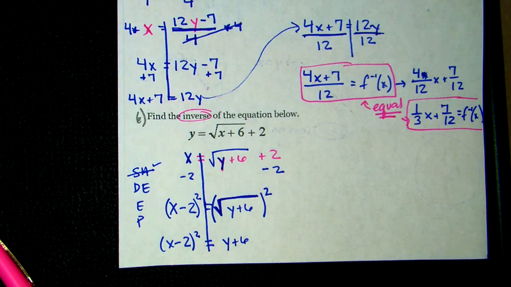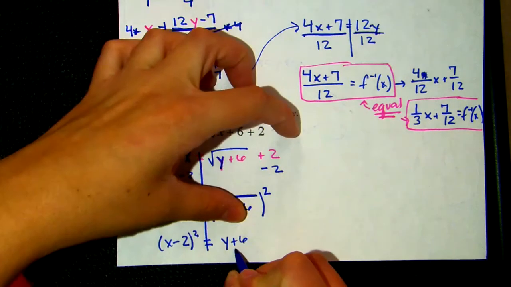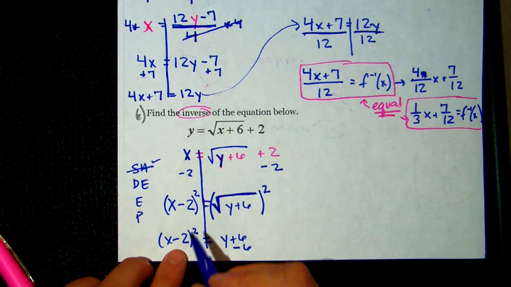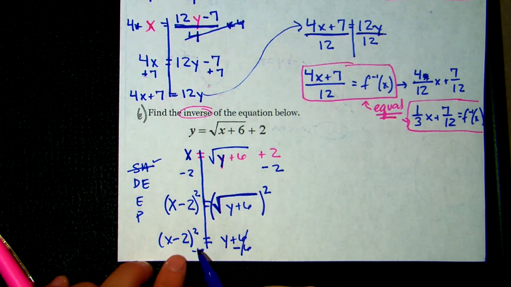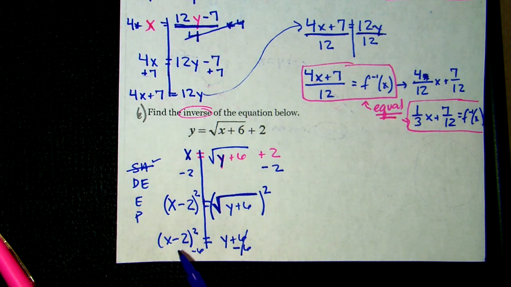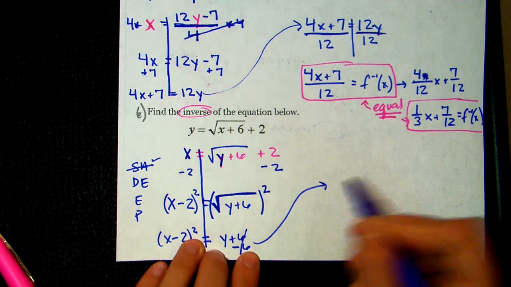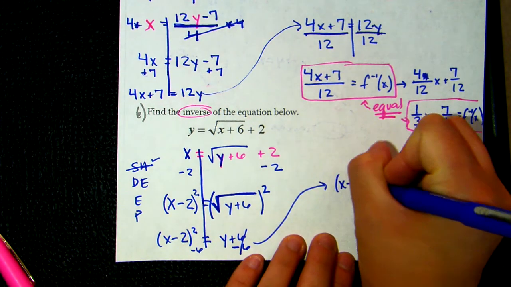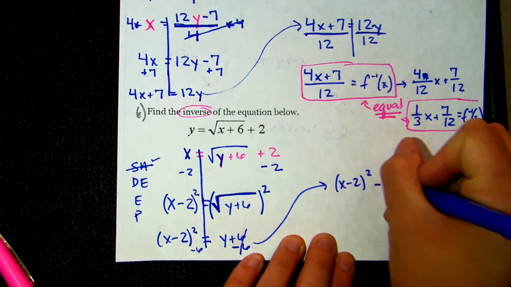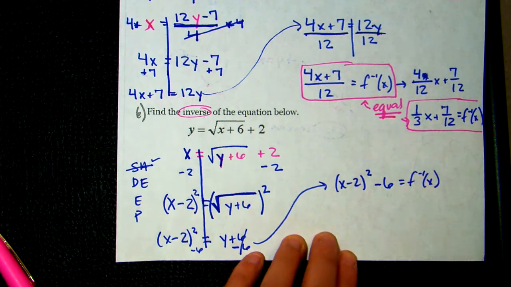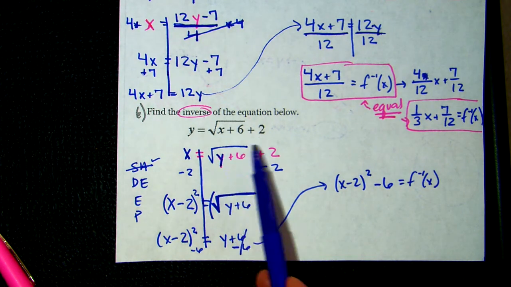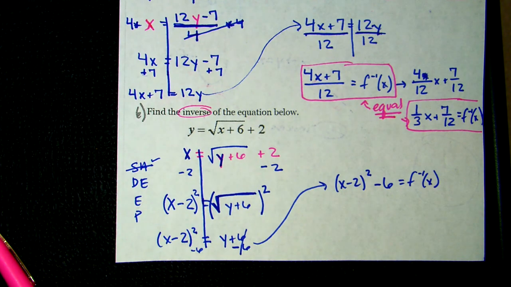And y is not totally by itself yet. So the last thing I'm going to do is subtract 6 on both sides, outside of these parentheses. We can't touch what's inside the parentheses. So your final answer should look like x minus 2 squared minus 6 is equal to our inverse. Trickiest thing about this is what to do with that square root and in what order to solve.